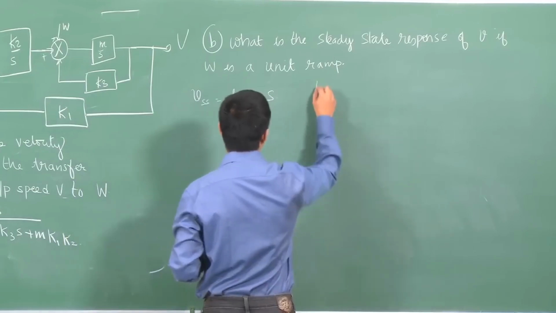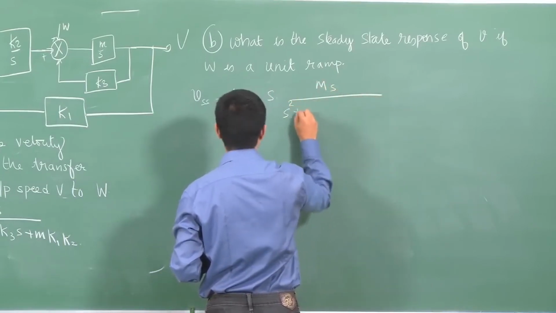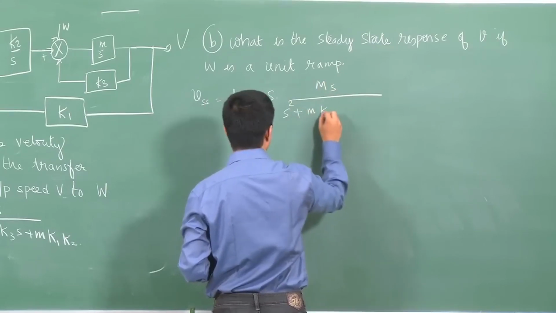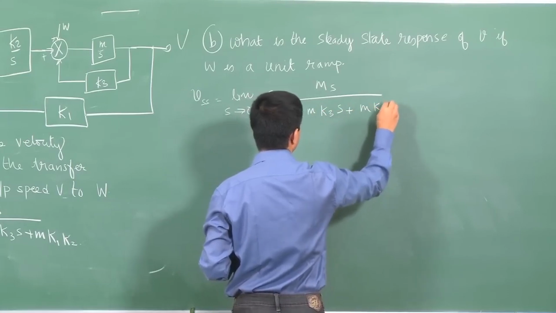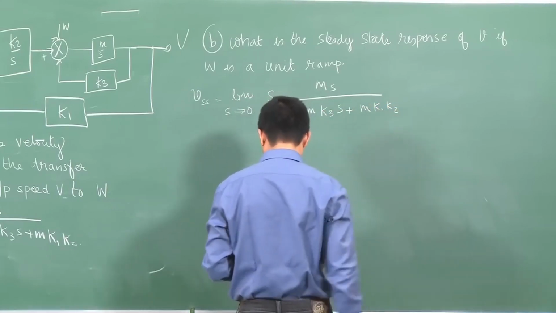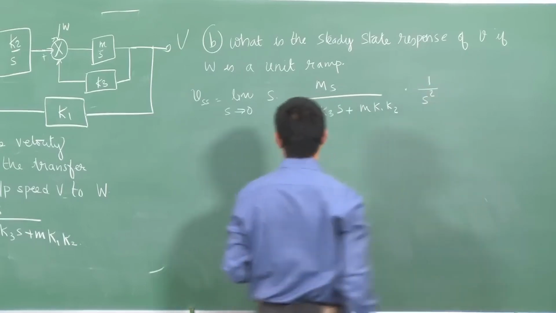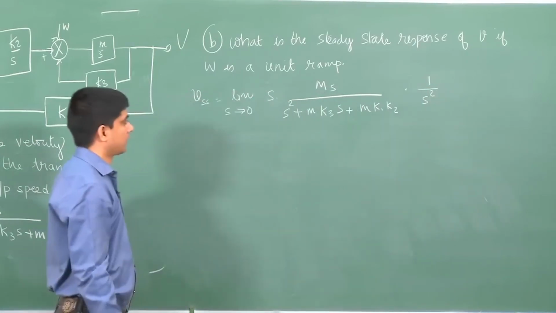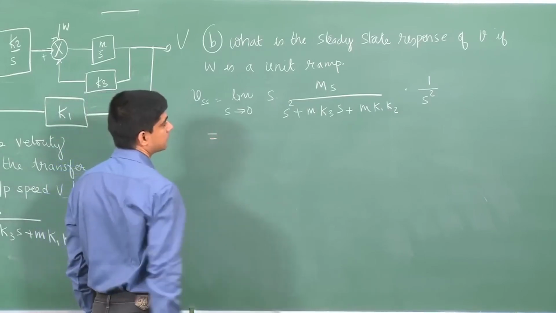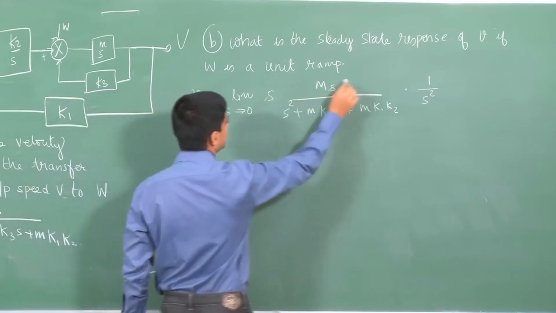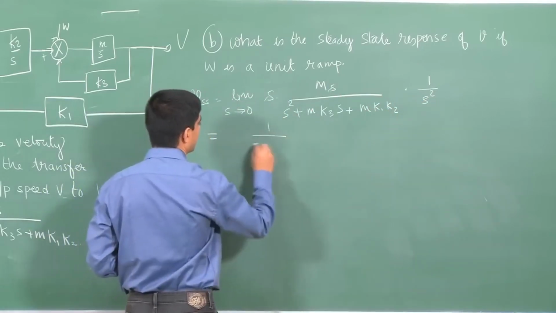What is V of s? This is Ms over s square plus M K3 s plus M K1 K2, multiplied by 1 over s square. Okay, so this will turn out to be, so this will go away. I am just left with 1 over K1 K2.